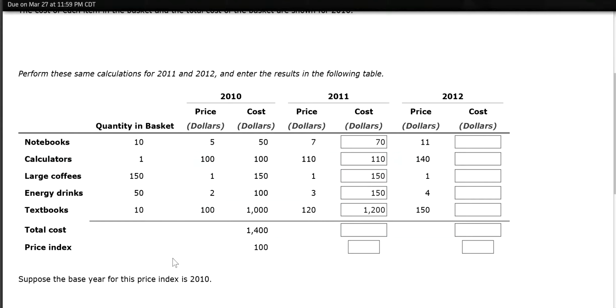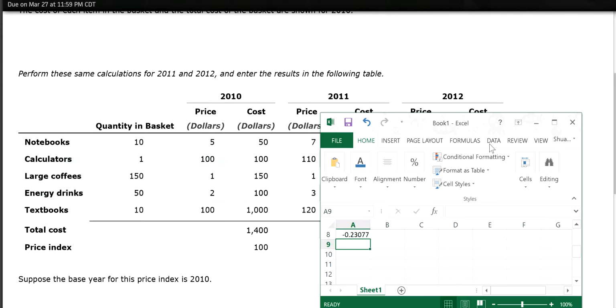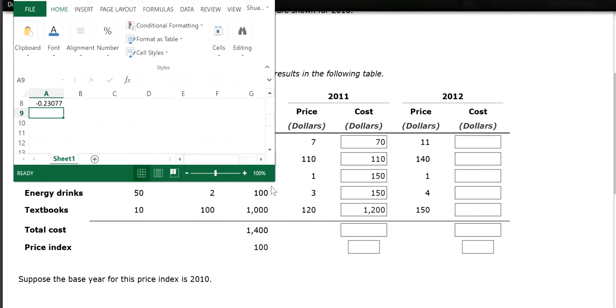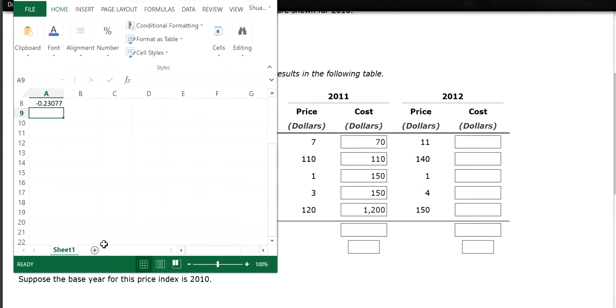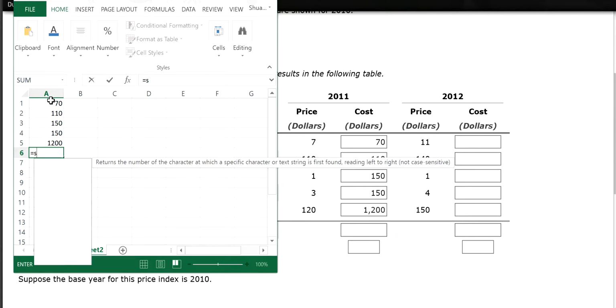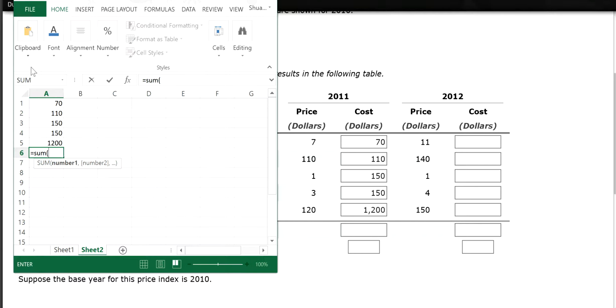Now, next, your total cost. So let's use a spreadsheet. Alright, so we have 70, 110, 150, 150, 1200. And then let's find the total. Total is 1680.